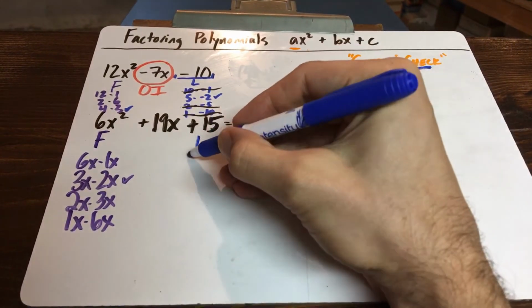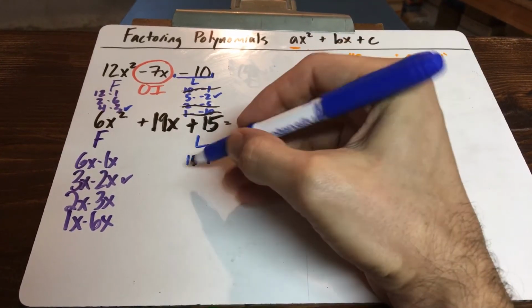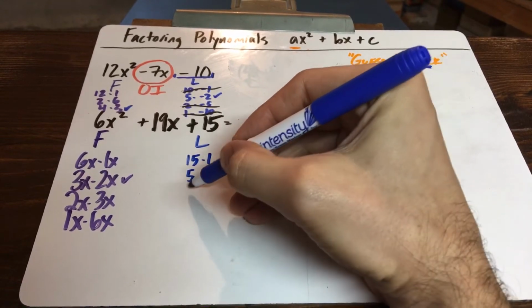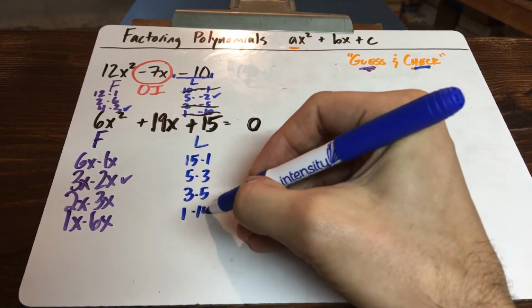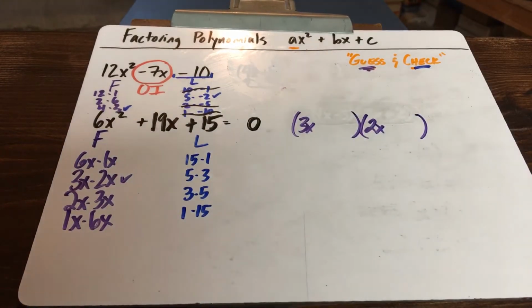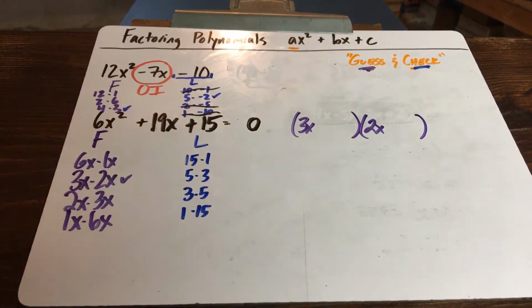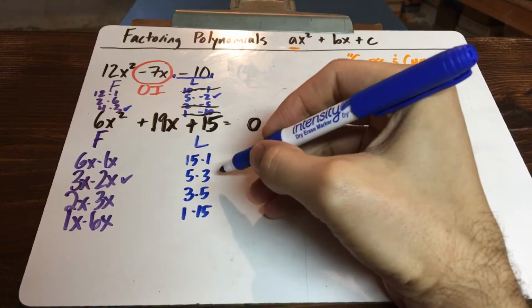So that's either going to be 15 times 1, probably not. It could be 5 times 3, that one's decently likely, or 3 times 5, or 1 times 15. Those are the only ways to get 15 using no decimals, no fractions, no crazy stuff, just regular whole numbers, regular integers. Those are my only 4 combinations.